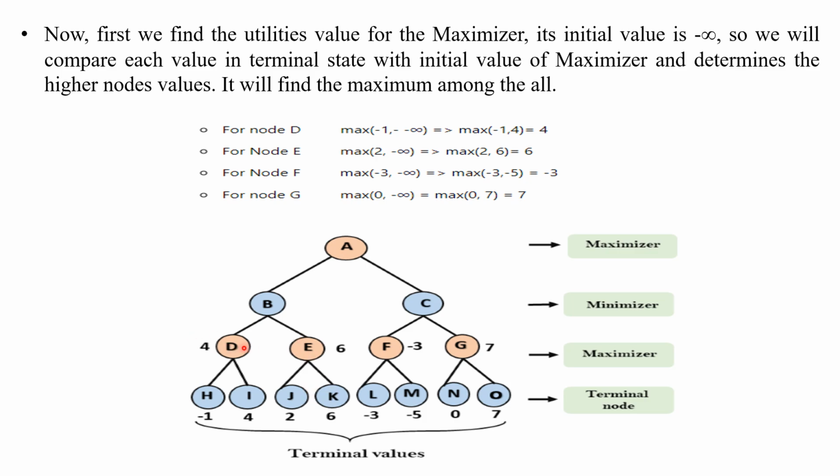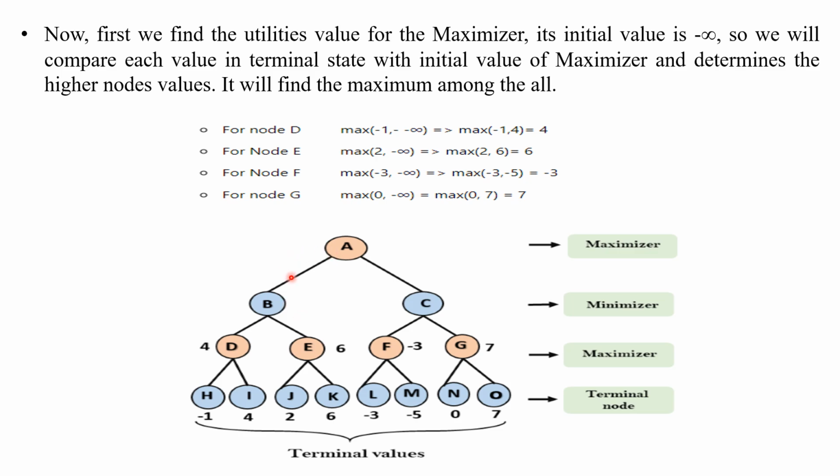Now we have values for D and E, so we can calculate the node value for B. For node B we have to find the minimum value. First you compare 4 with the minimum value, plus infinity, so 4 is the minimum. Then this 4 is compared with 6. Among these two, 4 is the minimum value, which is passed to node B.